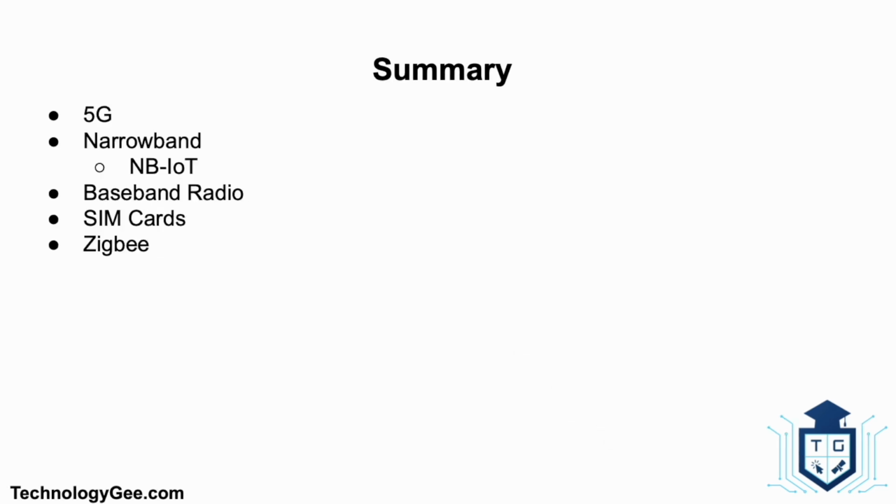All right, so that was my quick little class on embedded systems communication, where we talked about embedded system communications such as 5G, narrowband, baseband radio, SIM cards, and Zigbee.